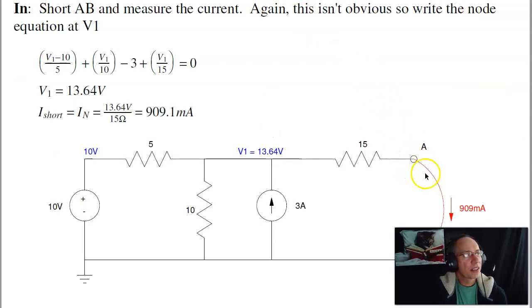Next, find the short circuit current. To do that, I'll take the output and short it, and again, write a voltage node equation and solve, and I get V1 is 13.64 volts. The current then is 13.64 volts over 15 ohms, 0.909 amps. That's I_A Norton.